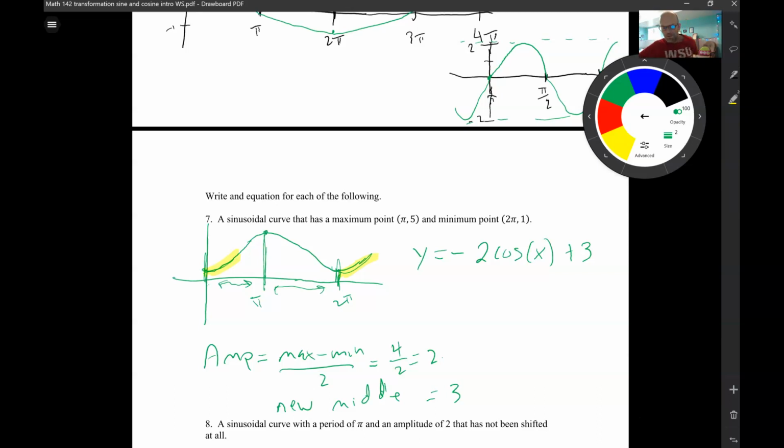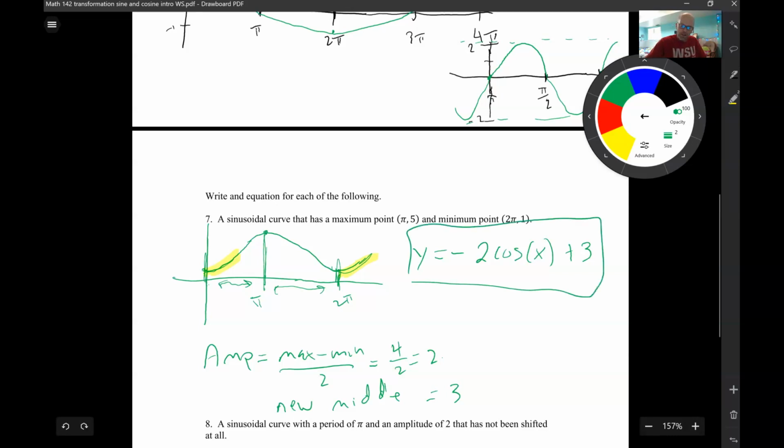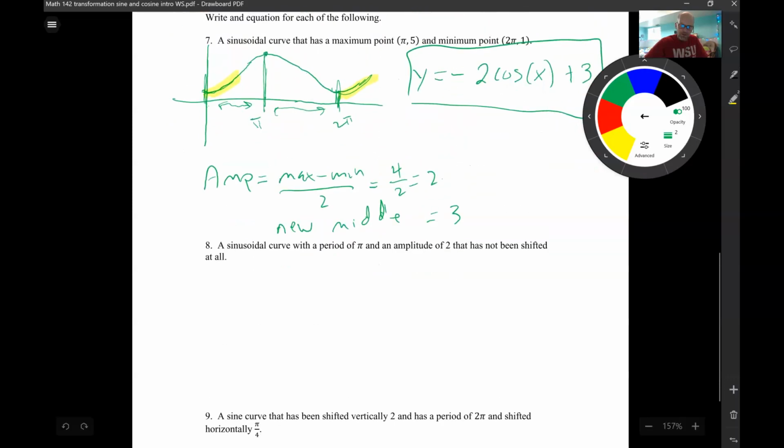Because I'm going to shift the middle. If the middle shifts 3, that means everything will shift 3. So notice that if I go up 2 from 3, that'll give me a top of 5. And if I go down 2 from 3, that'll give me a bottom of 1. So that right there would be the equation that gives me those points. Okay, we have 2 more here.